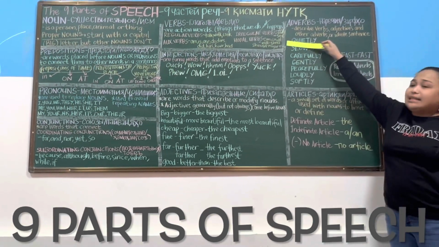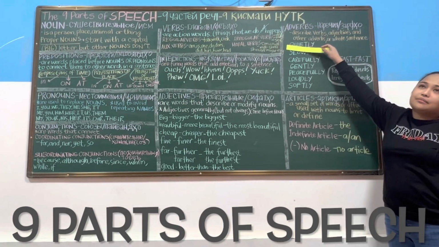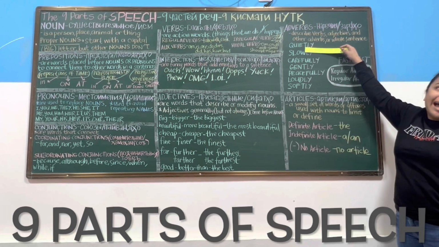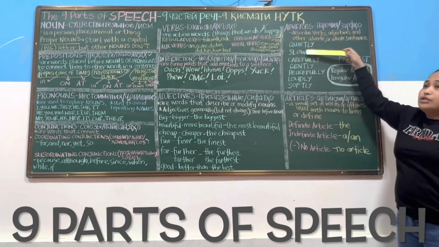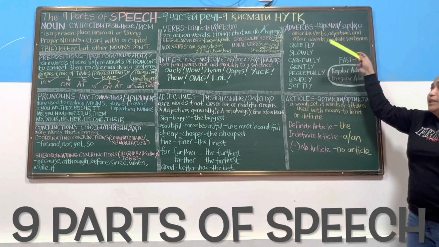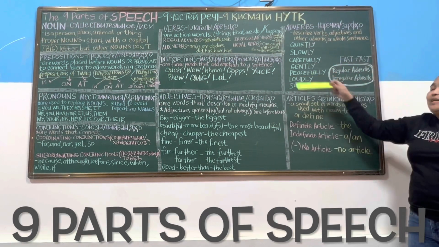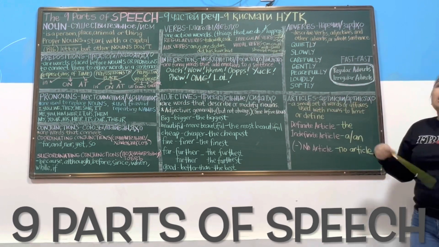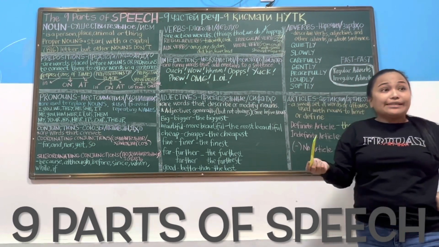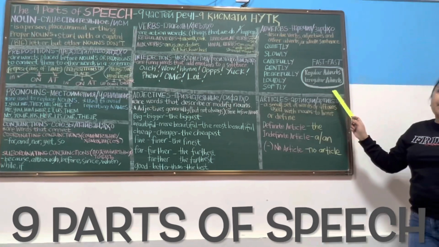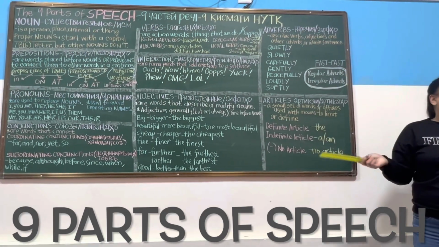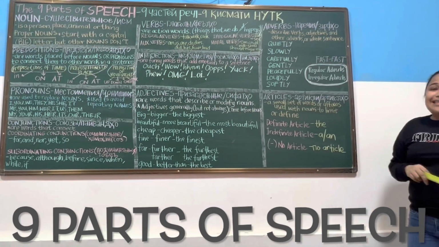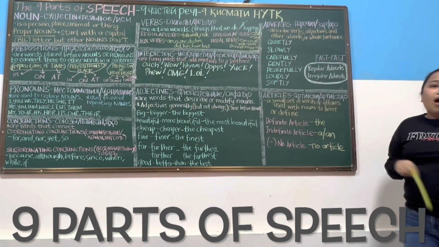Example, quiet is the adjective, sifat. Quietly is zarf. Slow, slowly. Careful, carefully. Gentle, gently. Peaceful, peacefully. Loud, loudly. Soft, softly. Beautiful, beautifully. You understand? But we also have irregular adverbs like fast, fast. Understood? Adverbs, zarf. And the last one, articles.